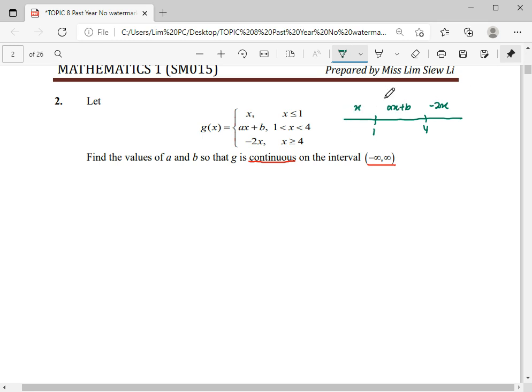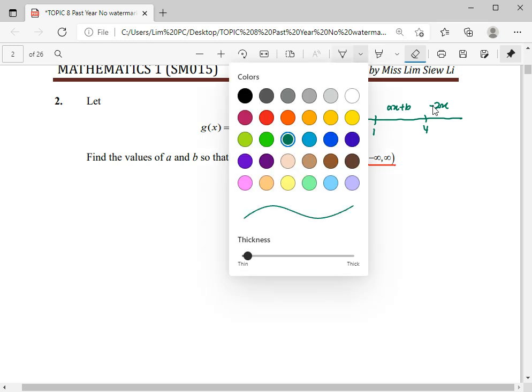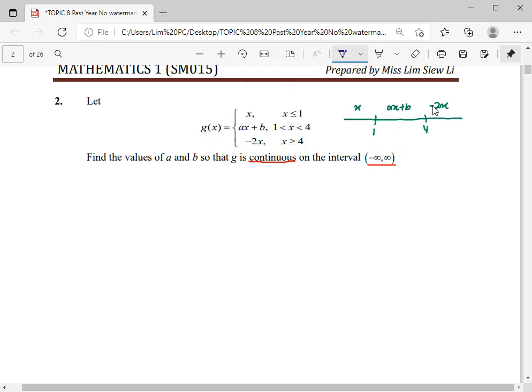So they're continuous at x equals 1, and they're continuous at x equals 4, because here we have 2 points where the function changes. This function changes to another function, and this function changes to another function. So when you say negative infinity to infinity, it means they're continuous everywhere. So continuous at x equals 4 also. So find out what our values of a and b are. We can use our condition 2: we make sure the limit exists.